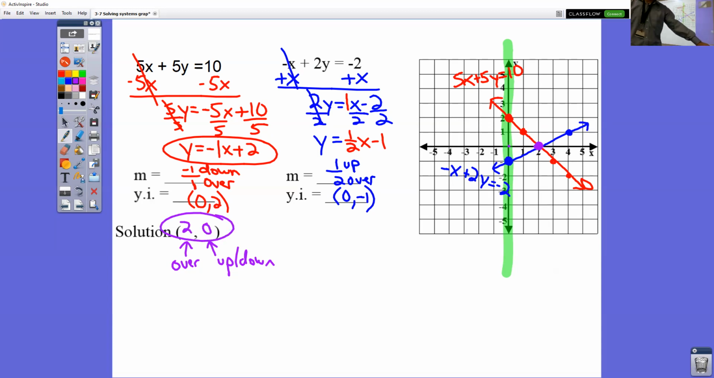So you need to rearrange your equations to get your y equals all by itself. Find your slope, find your y-intercept, graph your two lines, and see where they cross.